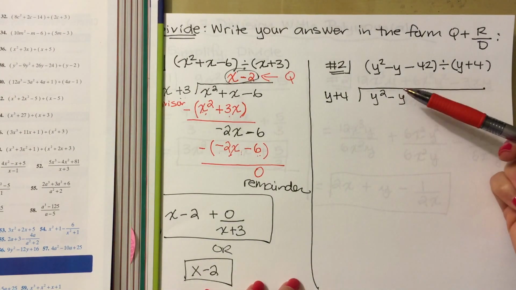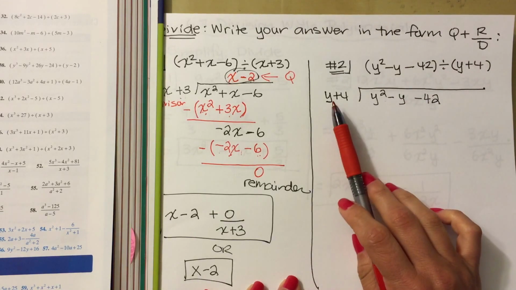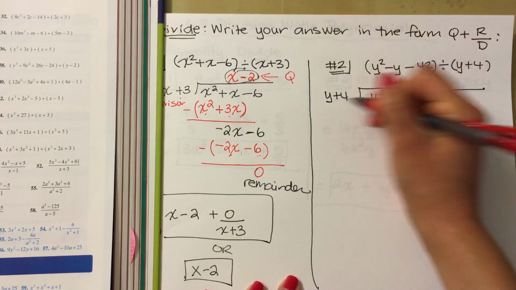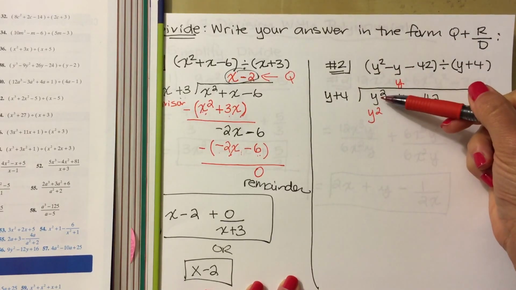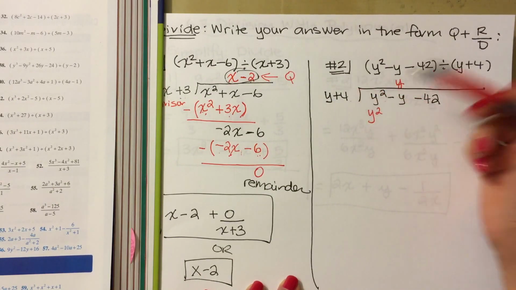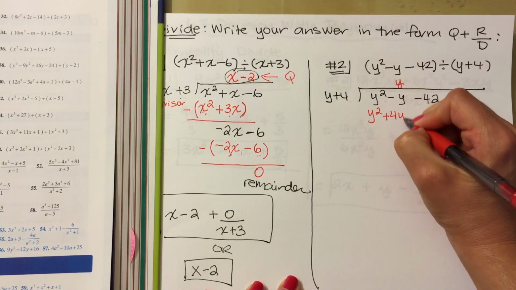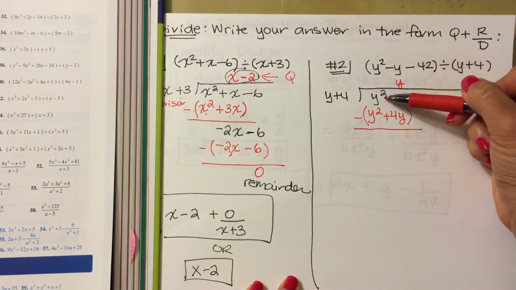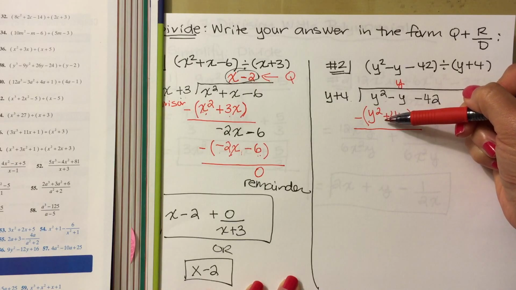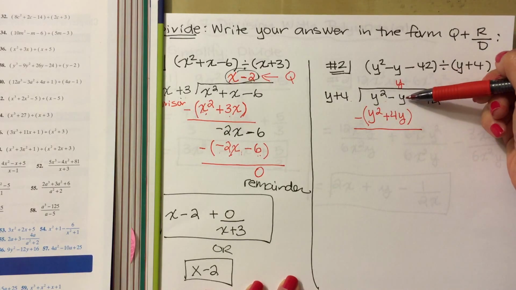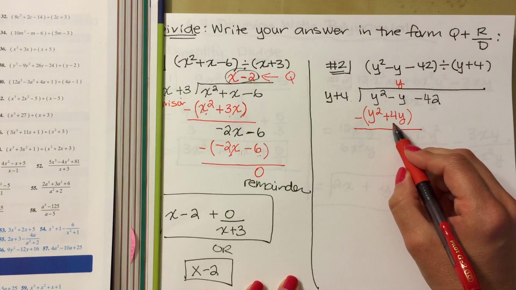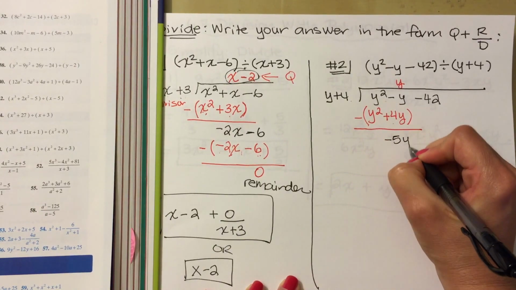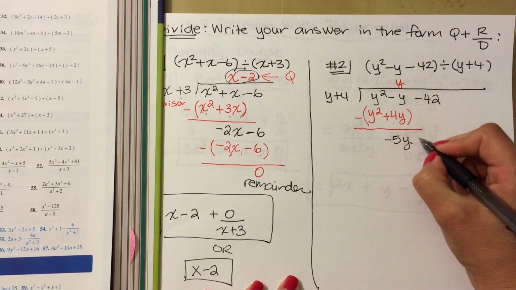You have to get y squared. So y times what is y squared? Well, y times y. Y times y is y squared. Remember, these have to be the same. Y times 4 plus 4y. Subtract, distribute the negative. Y squared minus y squared is 0. Perfect. That's what I want. Negative y minus 4y, that gives us a negative 5y. Bring down minus 42.